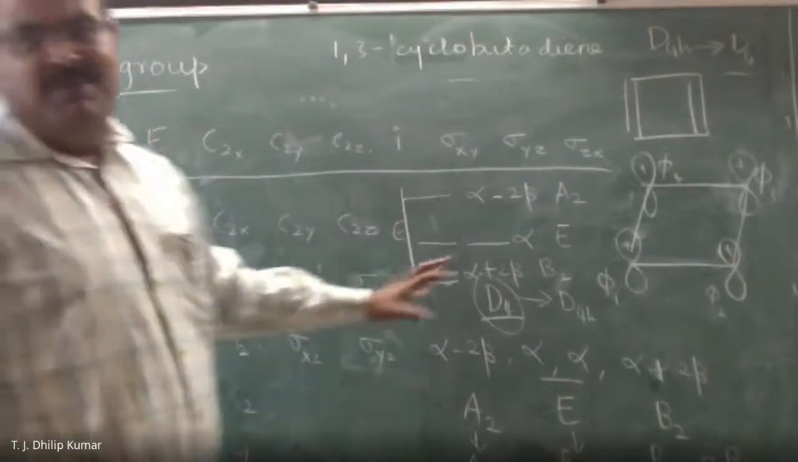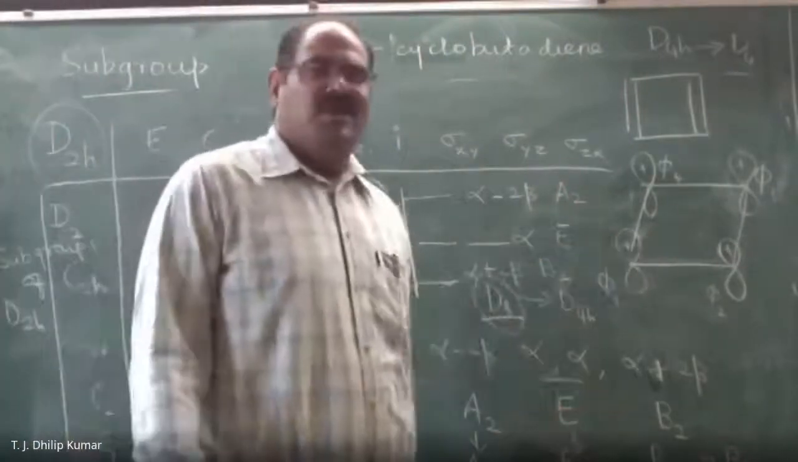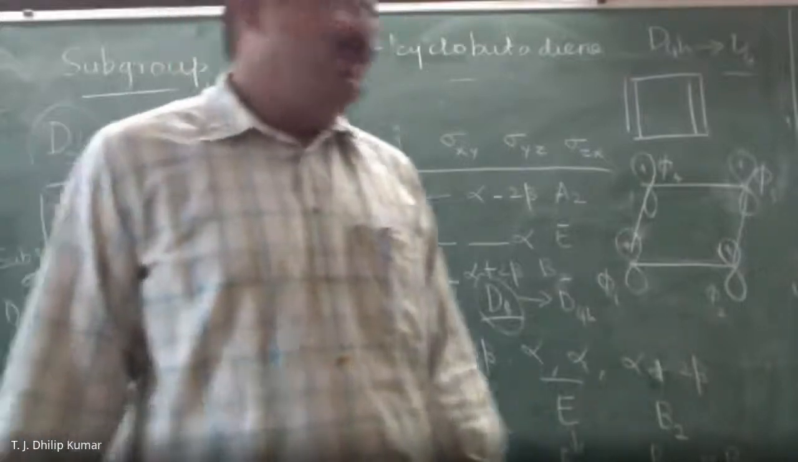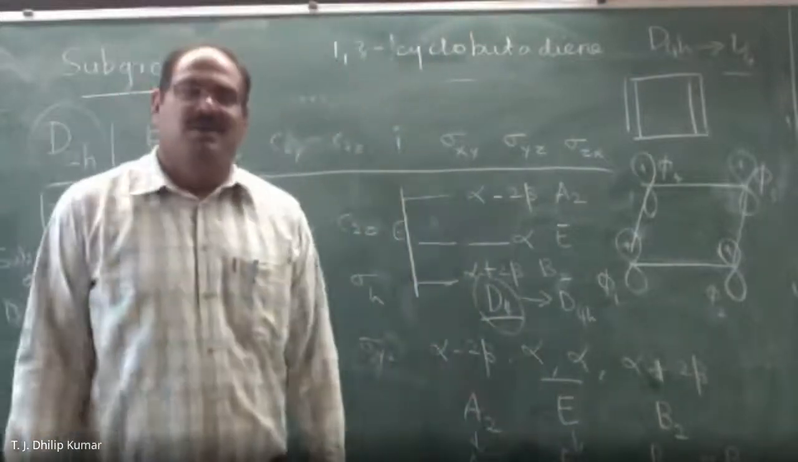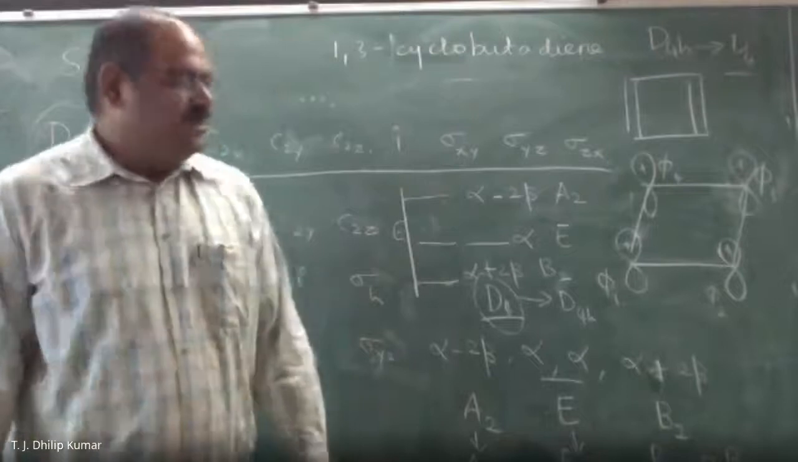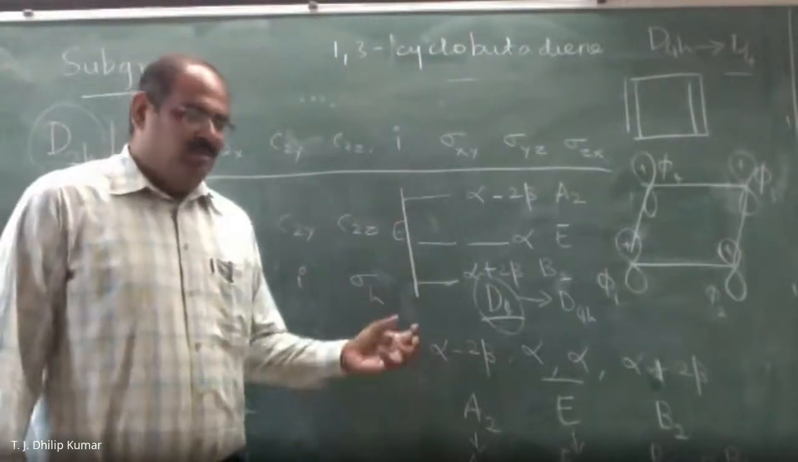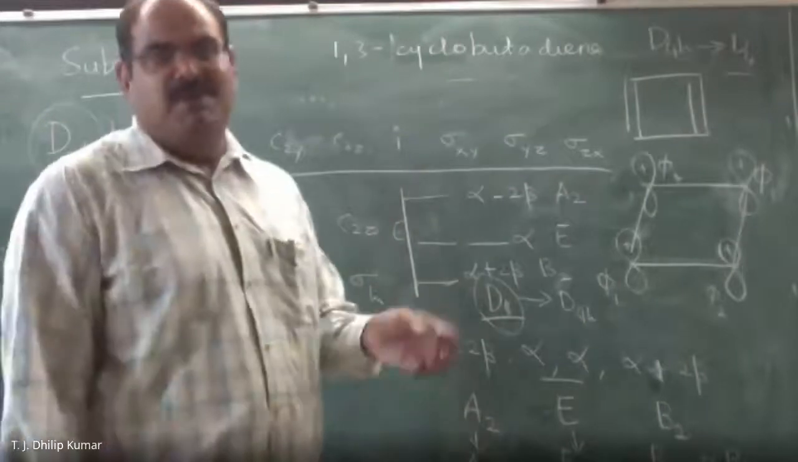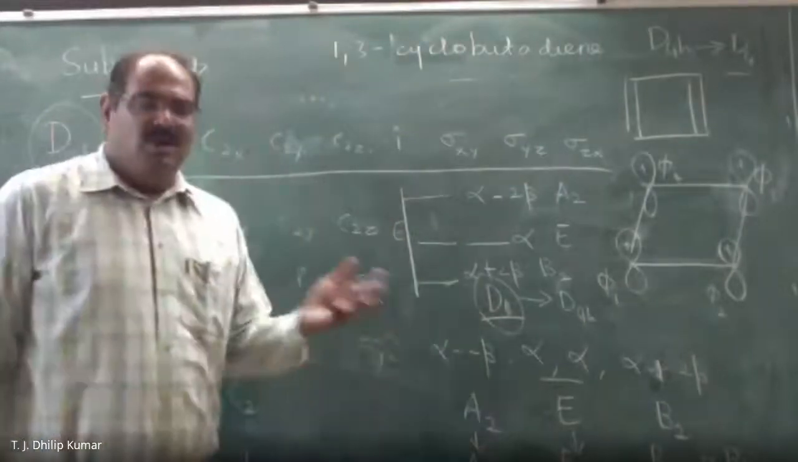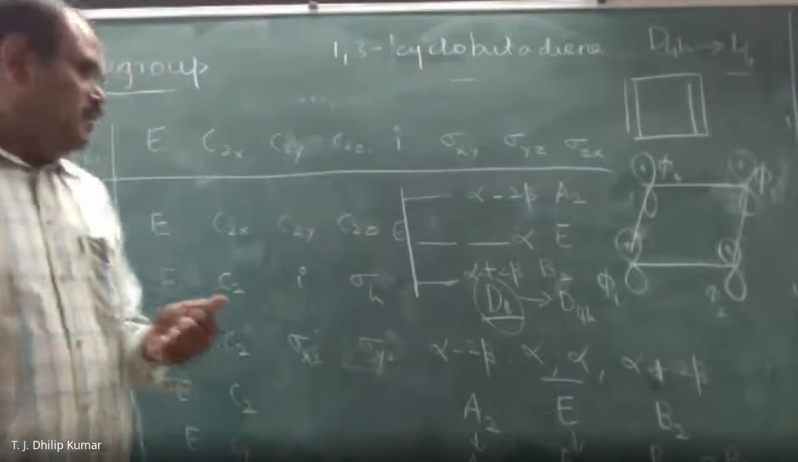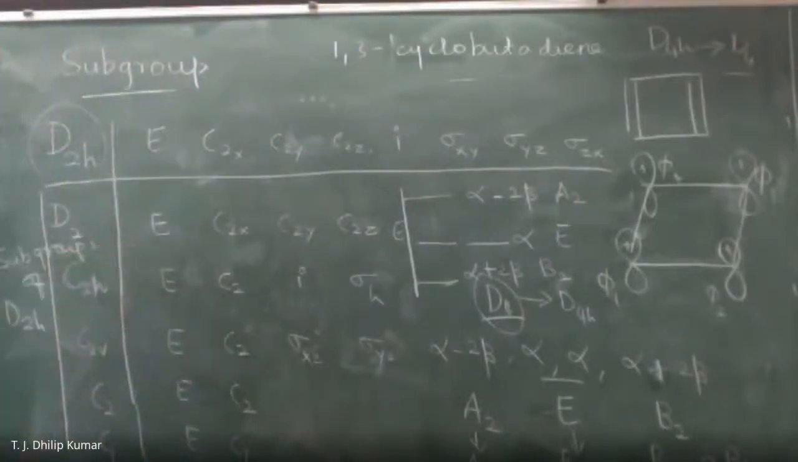This is just to simplify our long derivation. Instead of taking a full group, one can take a subgroup. A subgroup is also a smaller number of elements present in a group which obey all the properties of a group.